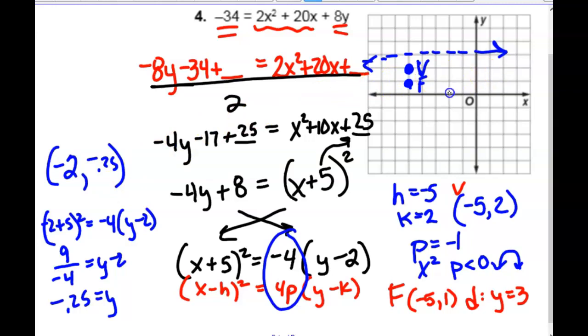So if I go left 2 from the origin, I just go down a tiny bit. So that was really 1, 2, 3, down 2.5 from the vertex. Narrower than the last couple, right? Because P was only 1. We doing all right? Okay.